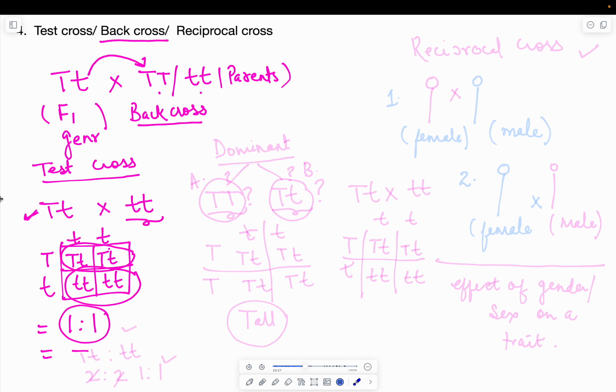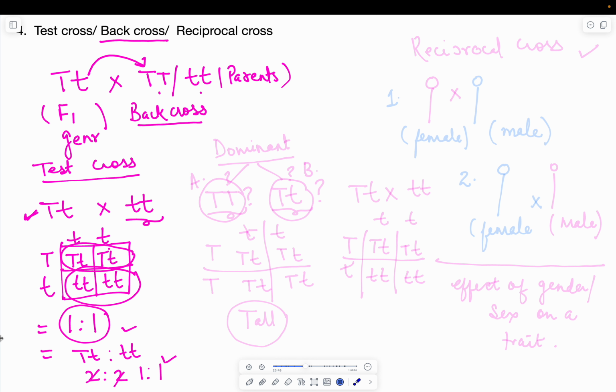Genotypic ratio, again, there are two types of genotype possible. So they are in the ratio 2:2, that means they are in the ratio of 1:1. So genotypic and phenotypic ratios are the same in the case of a test cross. So what's the importance, the significance of the test cross?